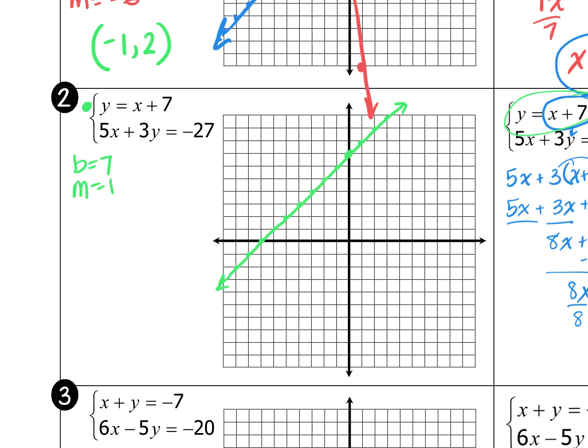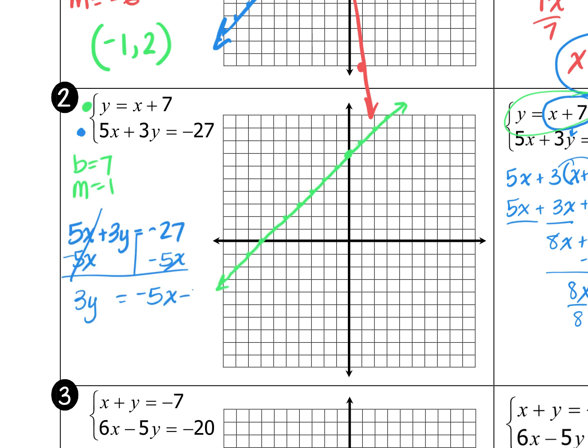Now the second equation, I'm going to rewrite that down here. I have to get y by itself. To get y by itself, the first thing we're going to move is the x term. So we'll subtract 5x from both sides. So you get 3y equals negative 5x minus 27. Now we're going to divide everything by 3. We have to do everything.